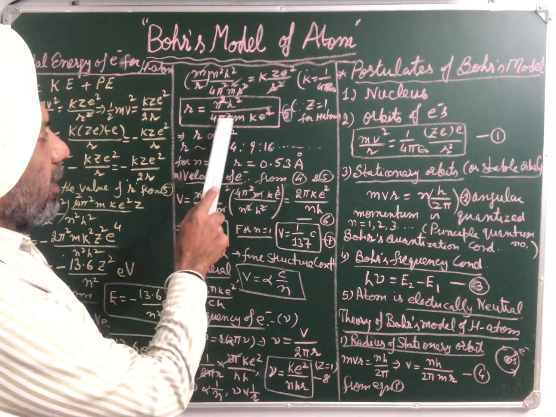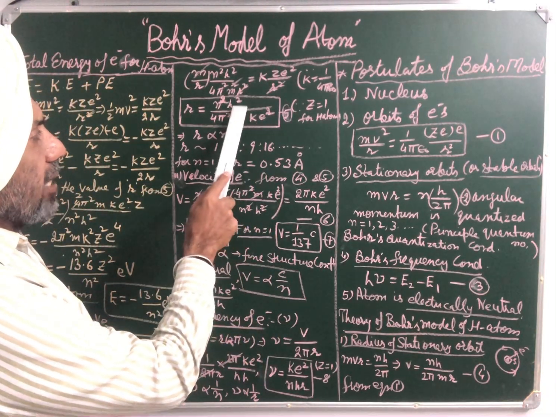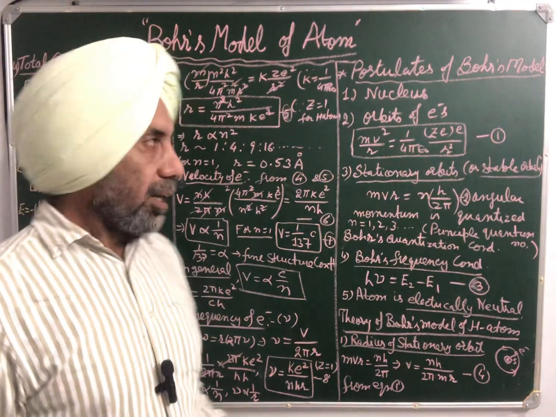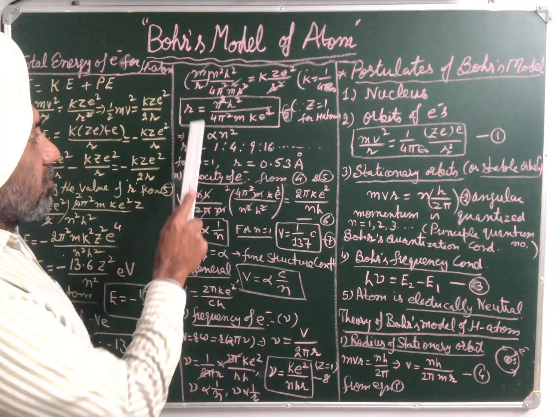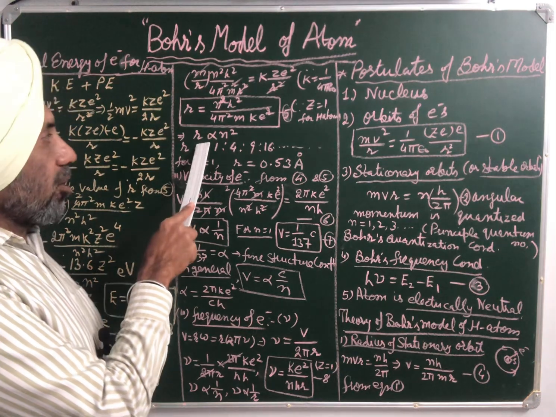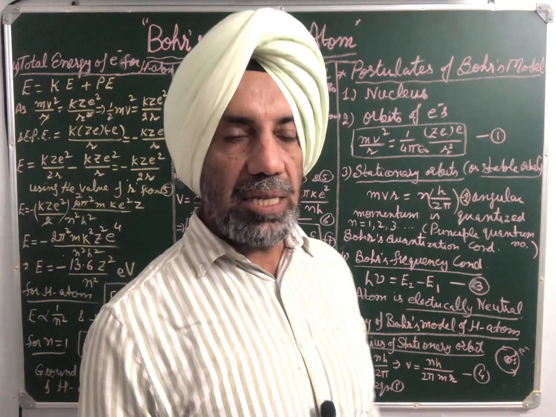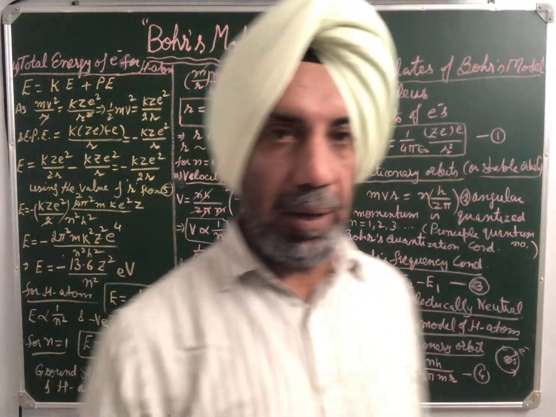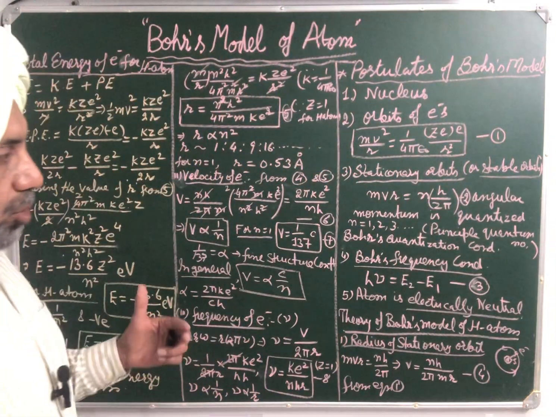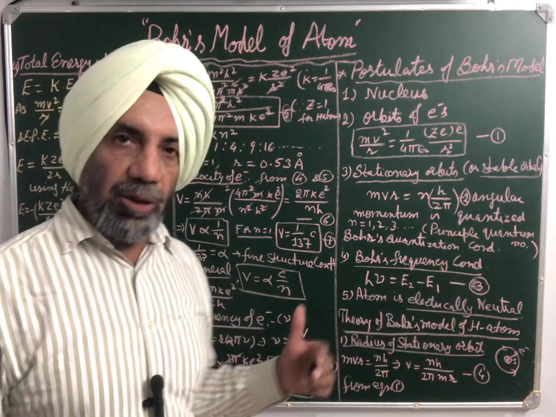As π, m, k, e, h are all constants, it is very clear that the radius of the electron of any stable orbit is directly proportional to the square of the principal quantum number. So r is directly proportional to n², very very important. So this gives the radius of permitted orbits.